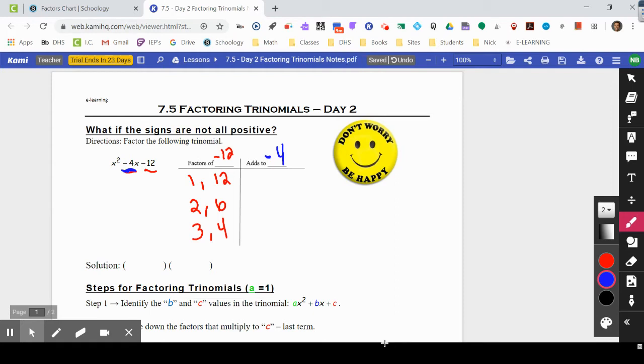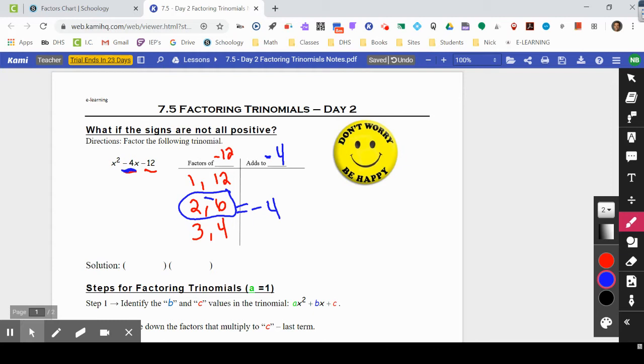So if I have a 1 and a 12, well, I can't get a negative 4 with a 1 and a 12. What if I had a 2 and a 6? Oh, a 2 and a 6, I think I can get a negative 4, right? So if I have a 2 and a negative 6, if this 6 was negative and I add 2 to it, I'm going to get myself a negative 4. So that is the pair that I'm going to use, but I have to make that 6 negative in order to add up to a negative 4.